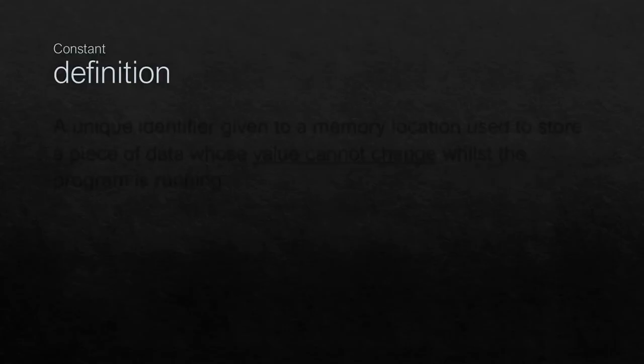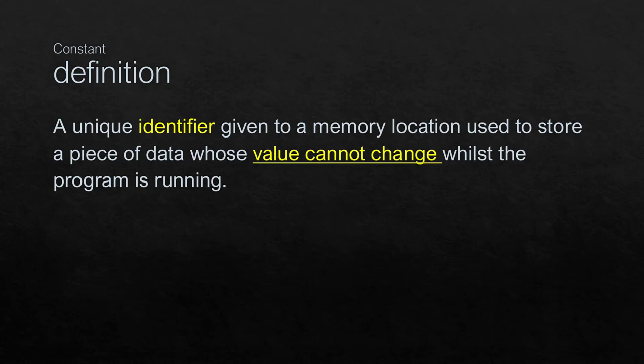things that can be incredibly useful in programs. They can make programs far, far, far easier to read and to understand. So a constant is simply an identifier that refers to a memory location that's got a piece of data in it, and the key thing here is the data cannot be changed while the program is running. It's not possible to change the value of a constant.